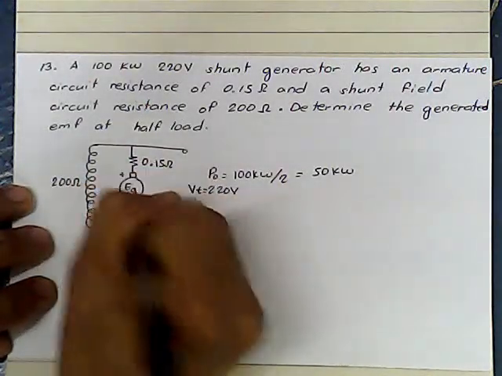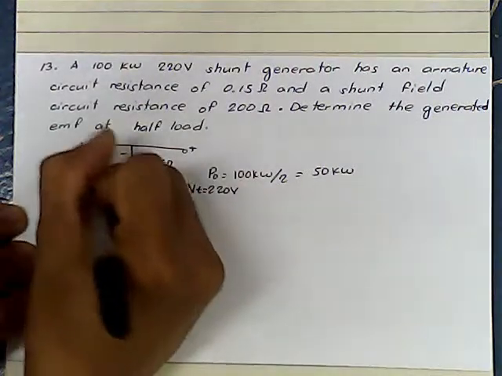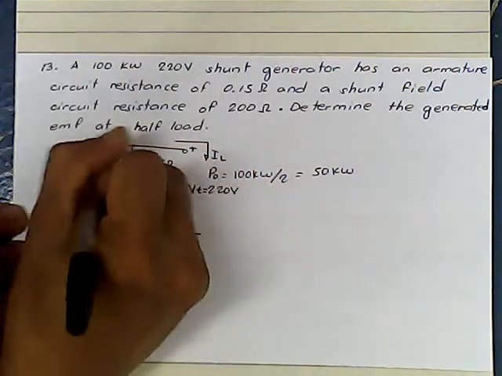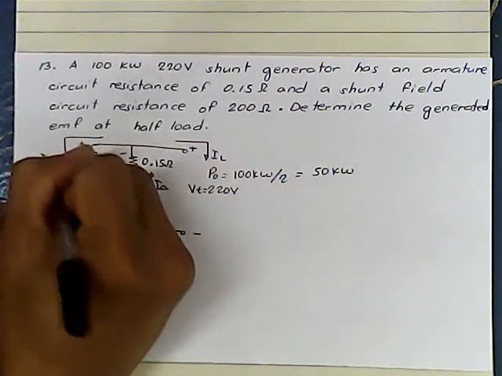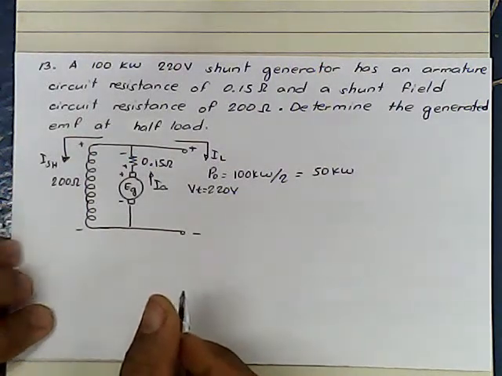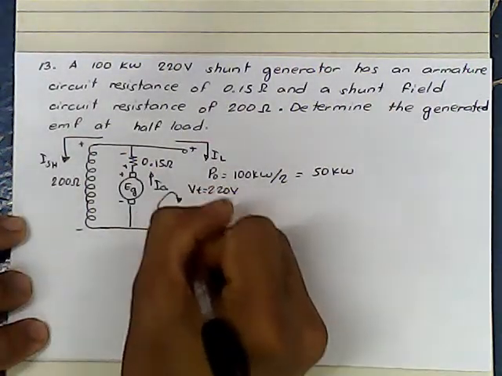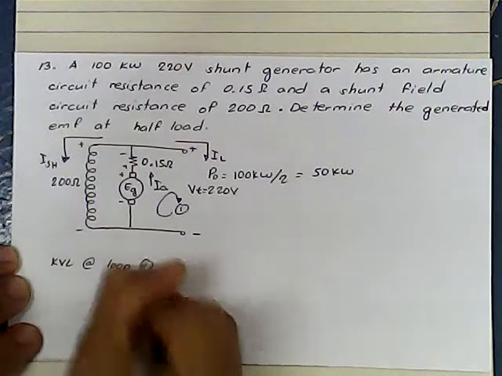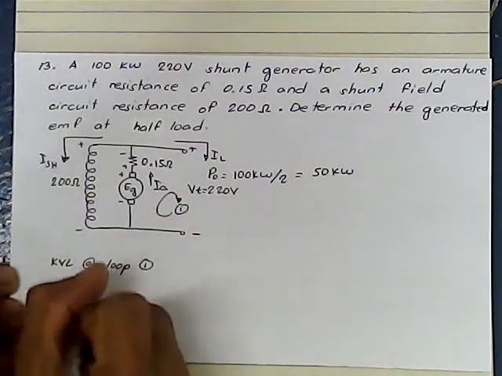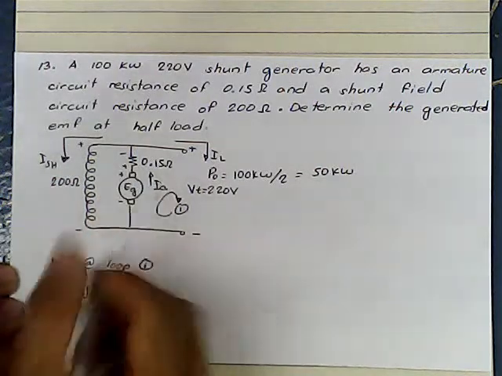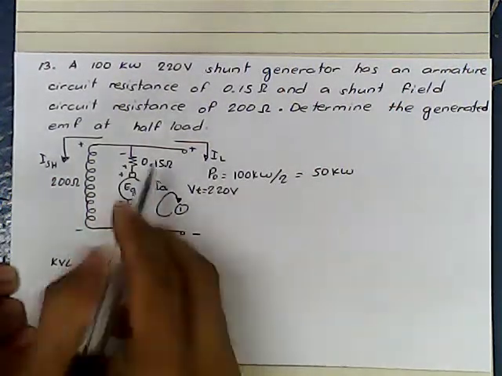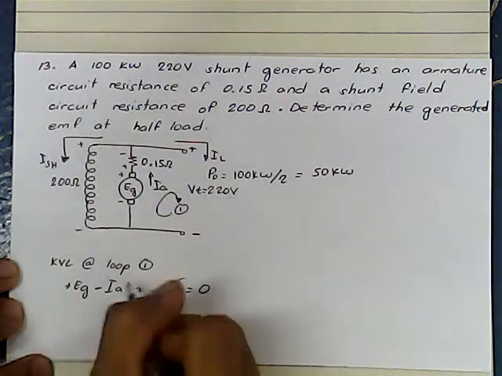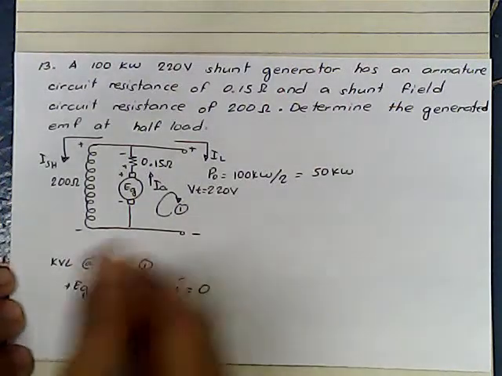So let's establish again the positive, negative. Positive, negative, positive, negative. Here is our IA, here is our IL, and here is our ISH. So, again, let's apply Kirchhoff's voltage law at loop number 1. That is the positive EG minus IARA, then minus VT, is equal to 0. Again, the terminal voltage and RA are given, so what we will look for is the IA.